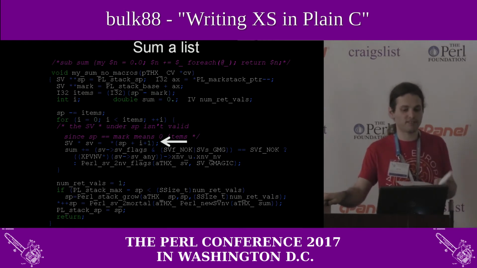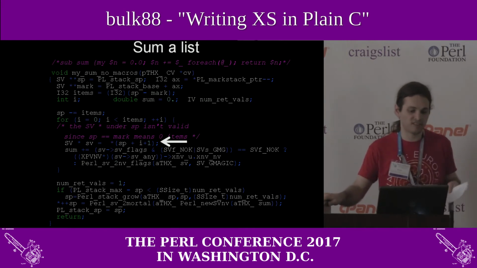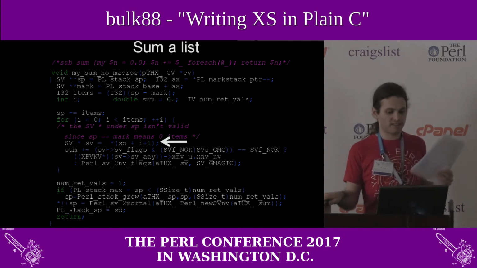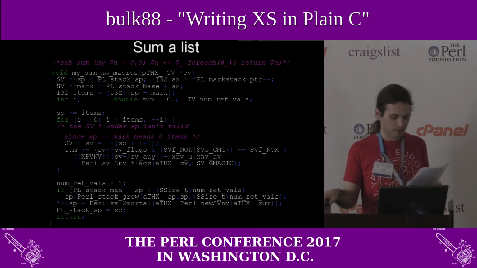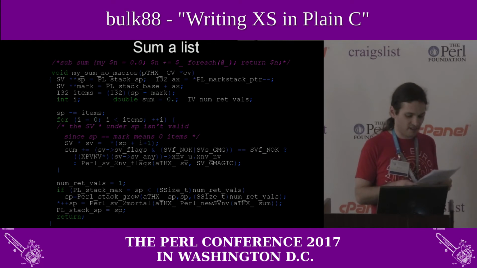Now remember, for summing the list, we could have gotten, again, 0 incoming arguments. So this for loop may never even run. Similar to the string example earlier, we have to check the flags for each scalar. If it's a double, we can directly read the double value out of the scalar. Otherwise, we have to call the casting function again.